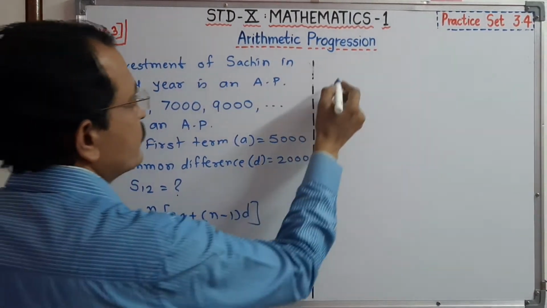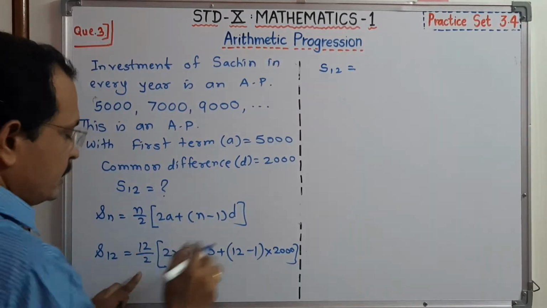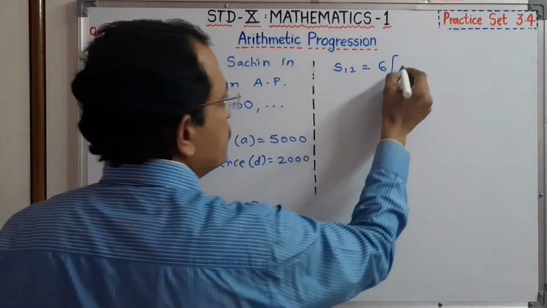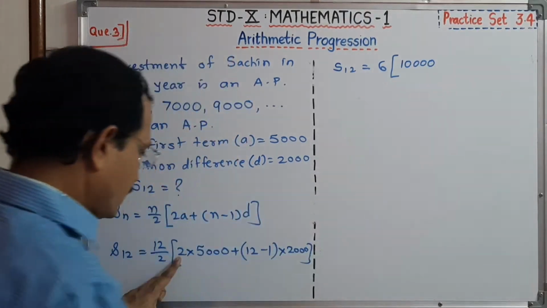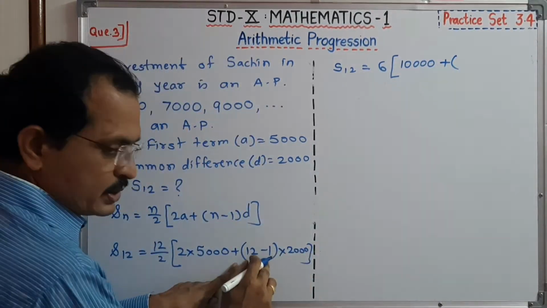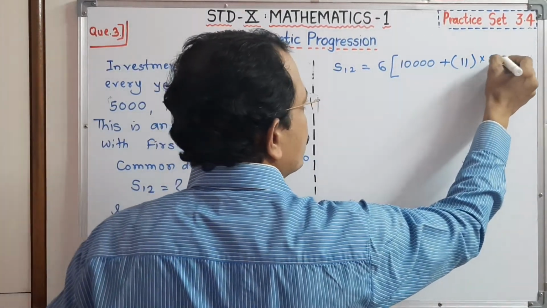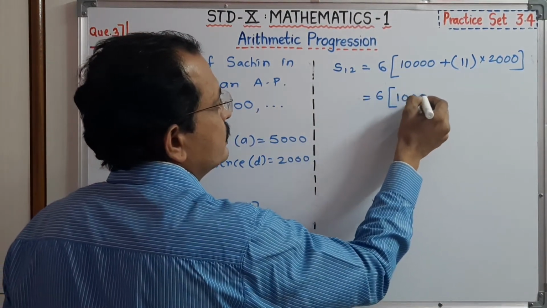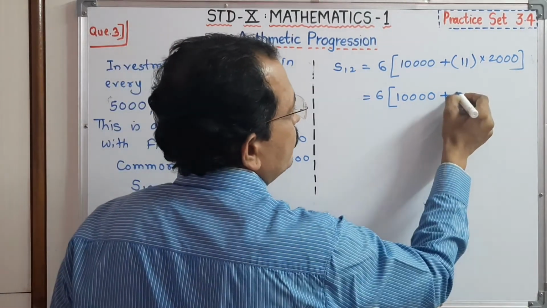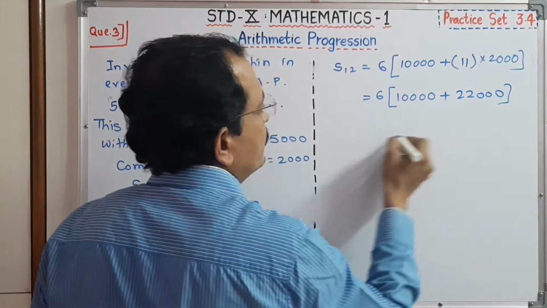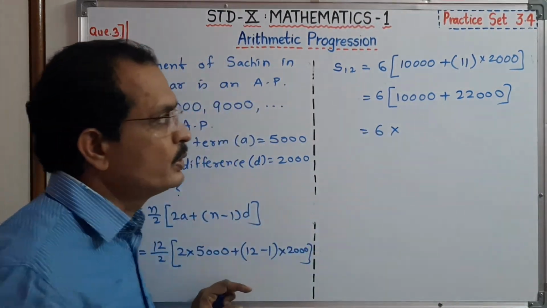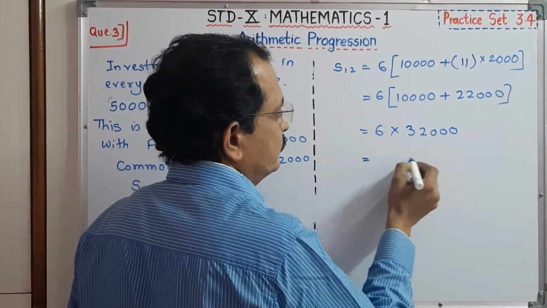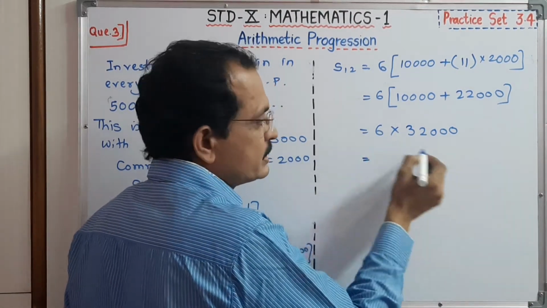Now see here, S12 is 6 into 5,000 into 2, it is 10,000 plus 12 minus 1, it is 11 into 2,000. Now dear student, this is 6 into 10,000 plus 11 2s are 22,000. Now we have to do the addition of this, it is 32,000. We have to multiply this with 6.